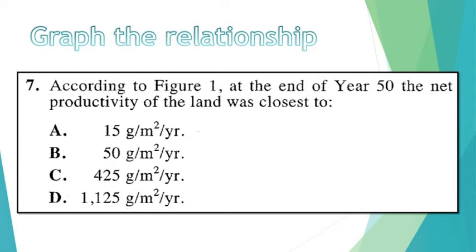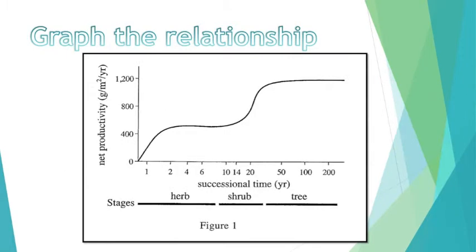Question 7 is a good example. You can restate the question to, what was the net productivity of the land at the end of year 50? The question directs you to figure 1. Keywords here are years and grams per meter squared per year. So now we take a look at the figure. We see what the y-axis of the graph is when the x-axis of the graph is at 50, and we can find that it's just below 1200. That means the answer is D.